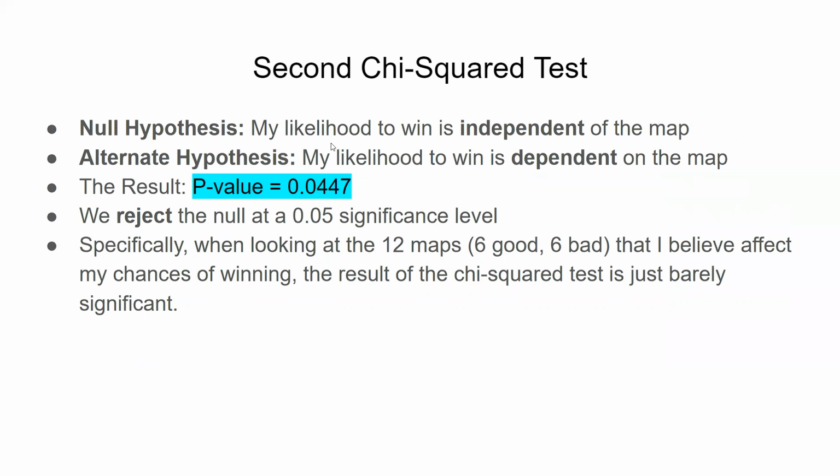And we actually just barely reject the null with a 0.0447. So that's pretty good. This means when we're looking at the 12 maps that I singled out, 6 good, 6 bad, the result is that it is significant.